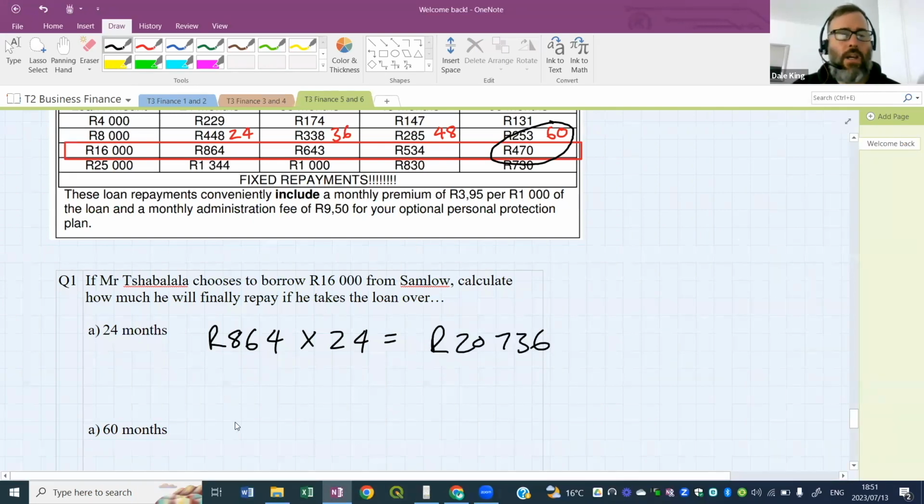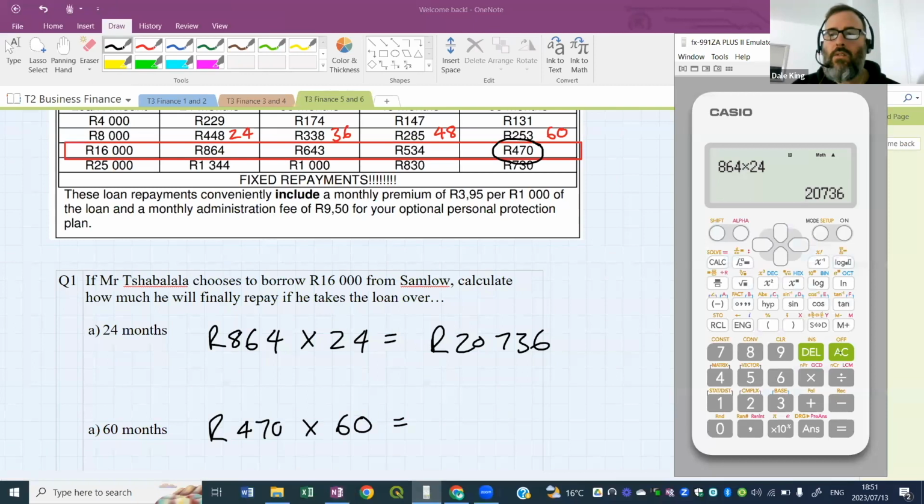20,736. And while I've got you here, how do we do the 60-month one? What would I do with the 60-month one? Okay, sir. If you look at the table, we're going to use the 470 and we're going to times it by 60 months. Exactly. Well done. All right, you do it. I'll do it. Let's check our answers. Okay, sir.